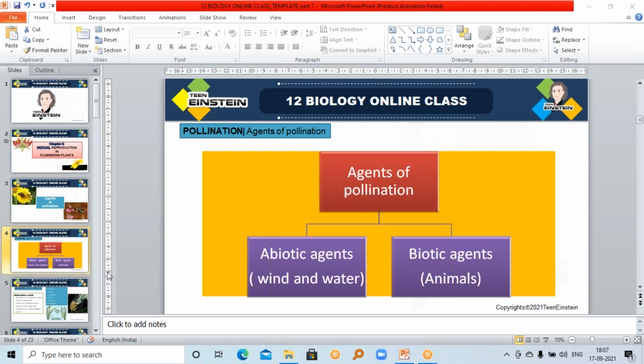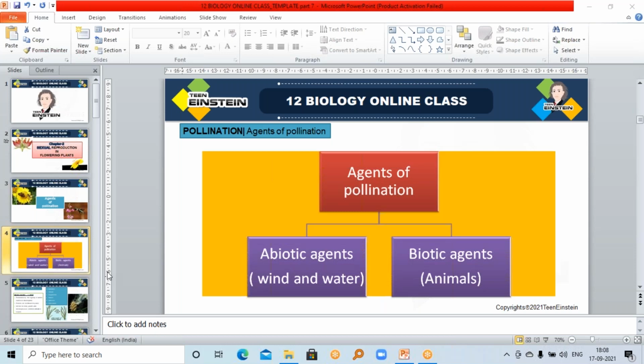If the pollen grains are carried by the wind or water, then only will fertilization happen. So in that case, it's not sure. There is no surety of that pollination. It's just a chance of pollen grains coming in contact with the stigma, a chance factor for pollination. So both wind and water pollination are just a chance factor. It's not sure.